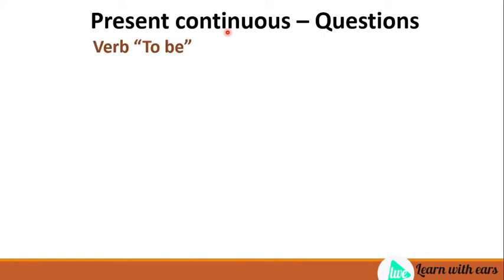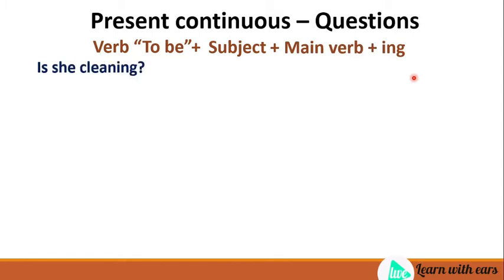For making questions, we need verb to be, then subject, then main verb with ing. Okay, we also put a question mark. So here we have first sentence, is she cleaning? Is she cleaning? Okay, it's a question because here we have a question mark. We use verb to be first, then subject and main verb with ing.